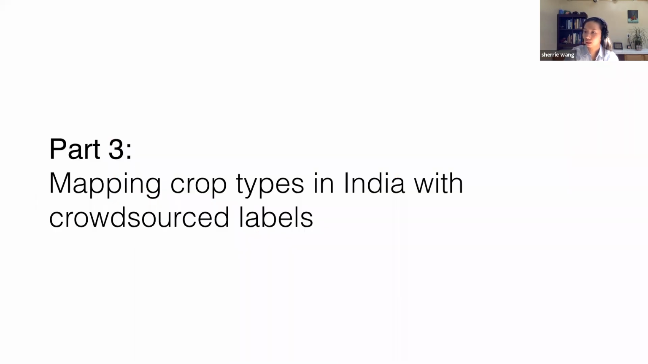Okay, so that concludes part 2 of the project. Then I'll talk about part 3, which is mapping crop types in India with crowdsourced labels, which approaches this problem of label scarcity from a different perspective, which is trying to get more data.